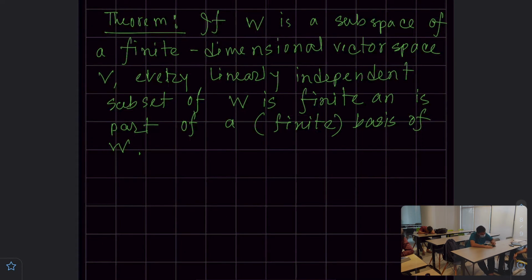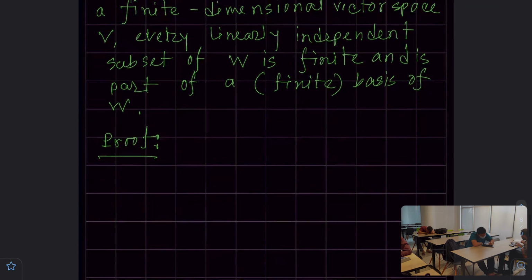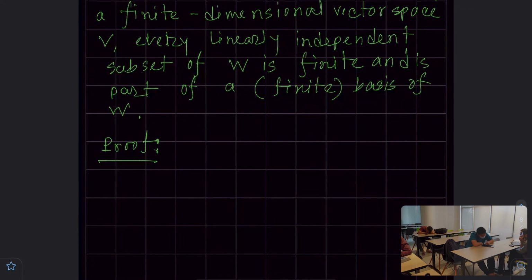So I'm considering W is a subspace of finite dimensional vector space V. So every linearly independent subset of W is finite and is part of a finite basis of W. So why is that? So let's prove this theorem. For the proof, you see, I'm considering W is a subspace of finite dimensional vector space V. Okay.